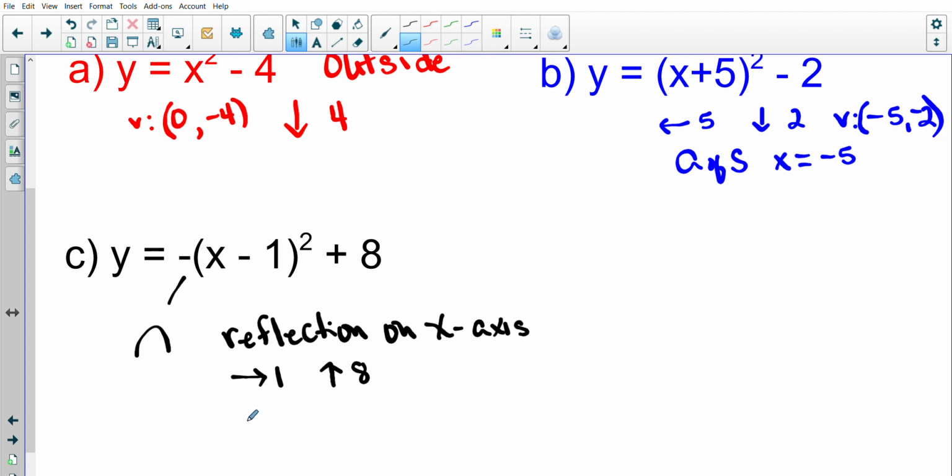So our vertex is at the point 1, 8, which means our axis of symmetry is the line x equals 1. Now it's not been stretched because it's negative 1. The negative in front of the parentheses is just negative 1. So it's the same shape, but it's been flipped upside down. It opens down. We say that's a reflection on the x-axis, and our vertex is in a different place.